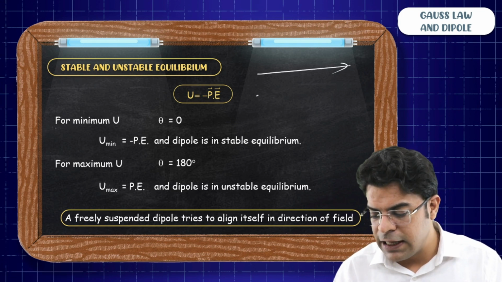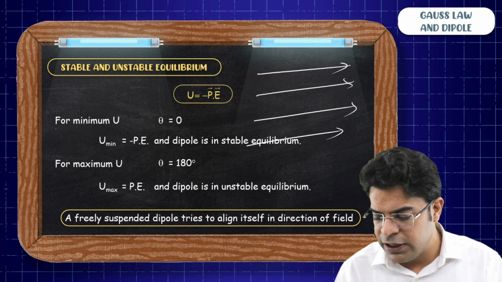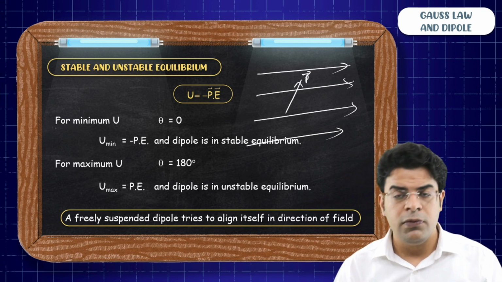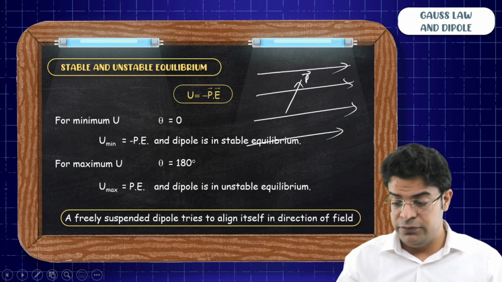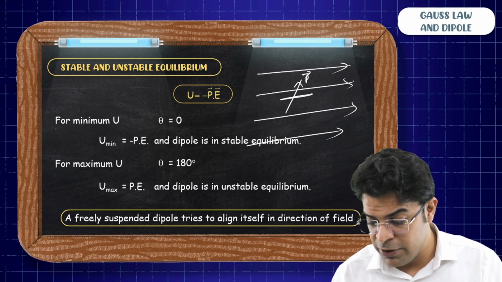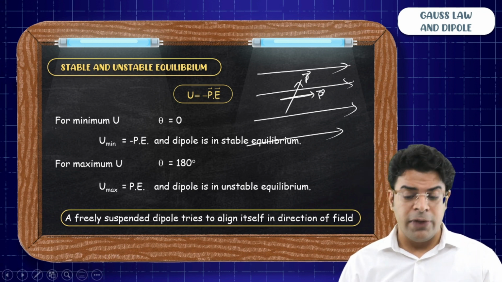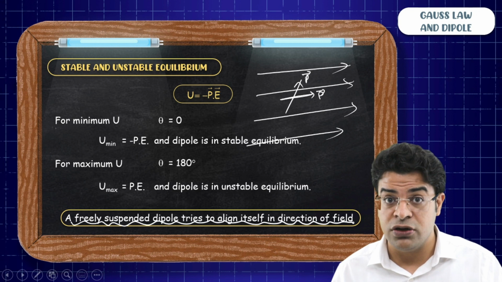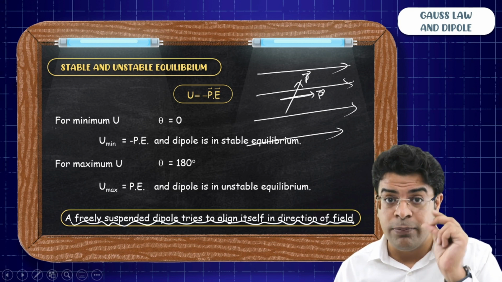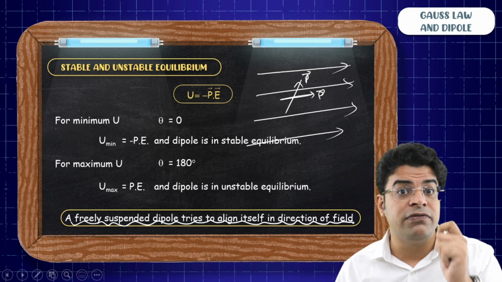So if you have a dipole placed at any orientation with the field, the dipole tries to turn and become parallel to the field. So remember that a freely suspended dipole always tries to align itself in the direction of the field.